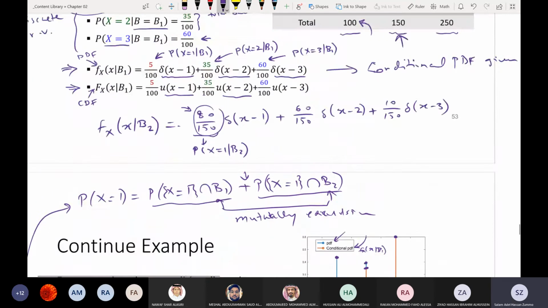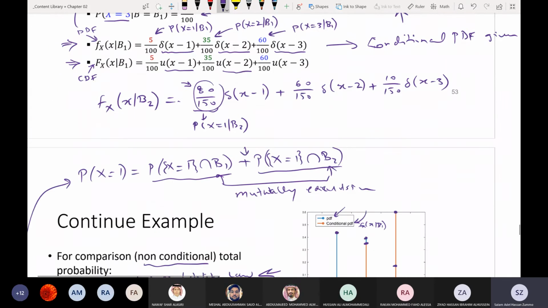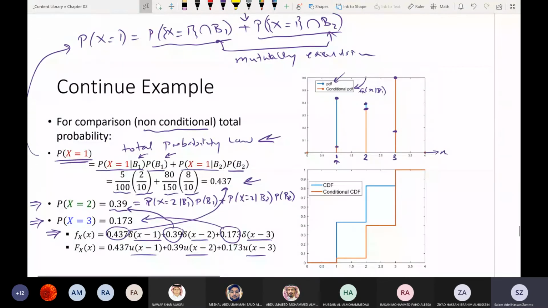Why is that? Because the number of balls in box number 1 is very small compared to the total number of balls, and the probability that you select B2 is very large. So it's more frequent that you will pick box number 2, which makes the probability of red, or x equal 1, much larger without conditioning, but with conditioning it's very small.